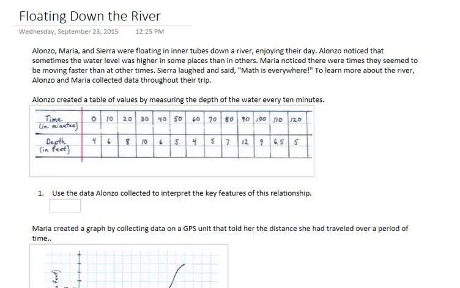Today we're going to be doing the second task in Module 5 of the Mathematics Vision Project's Math 1 textbook. This is called Floating Down the River.